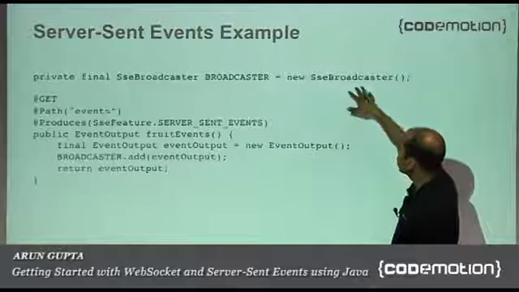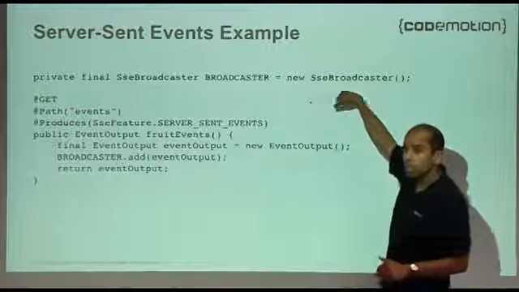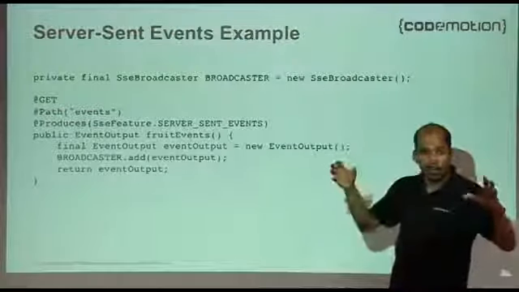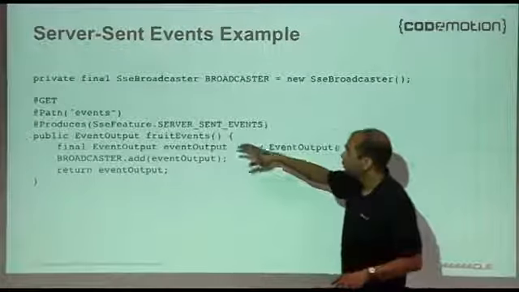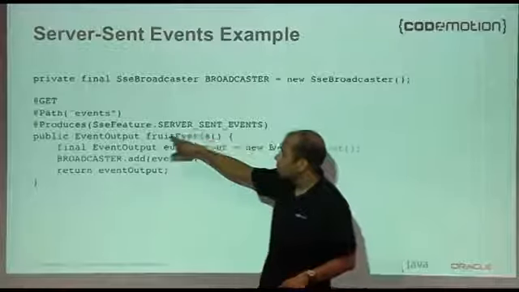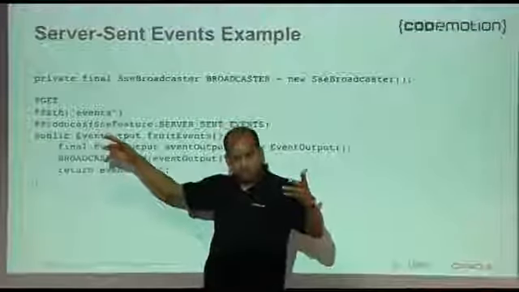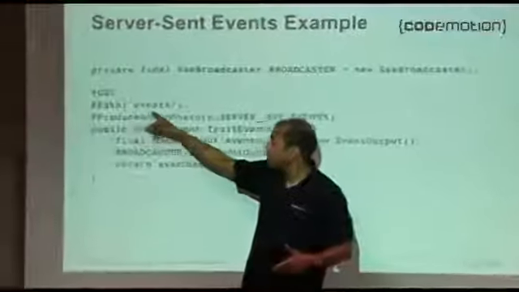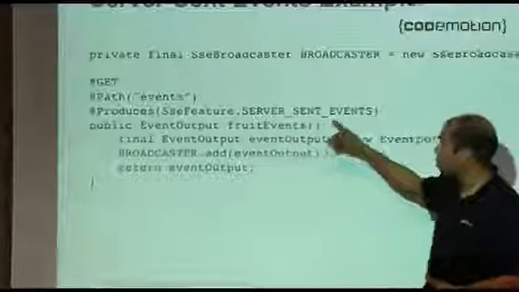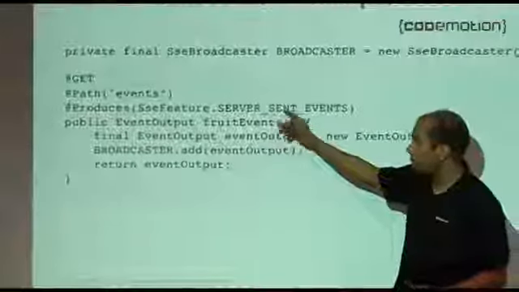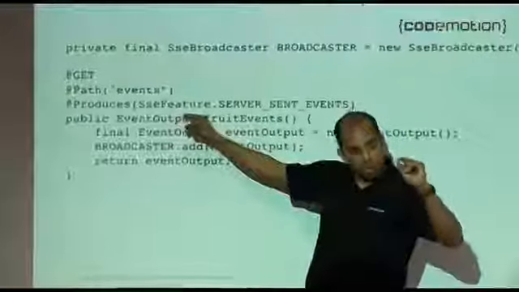So what we're doing is we're saying, this is a server sent event broadcaster. I'm going to create a broadcaster, and I'm going to spit out a bunch of events. Think of this as a REST endpoint. In the REST endpoint, I'm saying this is the path where I'm listening for all the events, and I'm going to produce a whole bunch of server sent events. Again, remember this is Jersey specific.